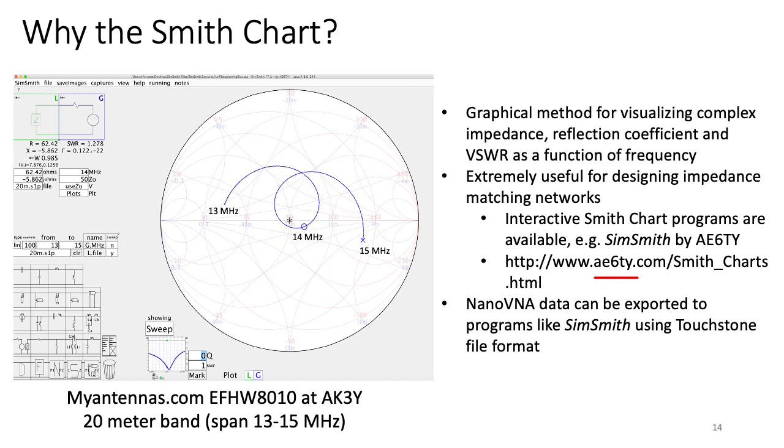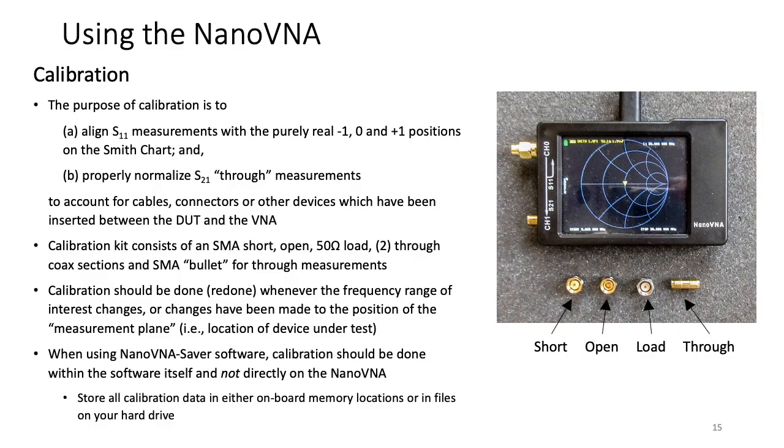The curve that you see here is the measurements that were made on my antenna, an EFHW end-fed half-wave 80 through 10 meter antenna at my QTH, covering the 20-meter band, and we're looking at 13 through 15 megahertz. And you can see that the antenna is nicely resonant near 14 megahertz. Remember that the closer you get to the center of the Smith chart, the closer you are to an SWR of 1 to 1.